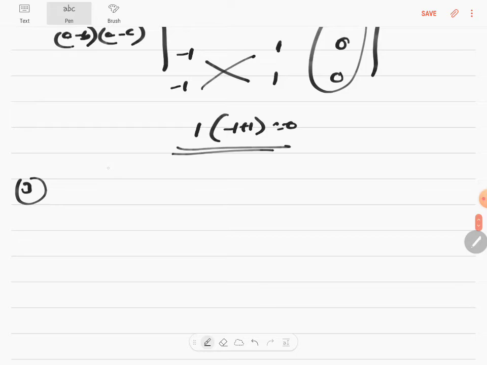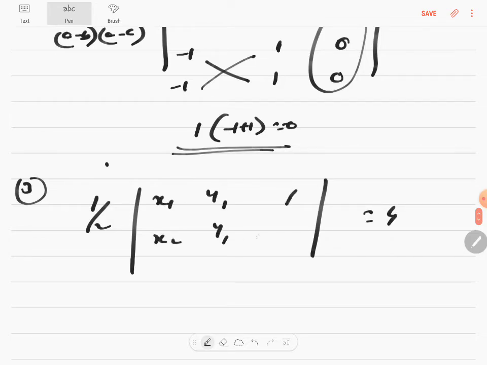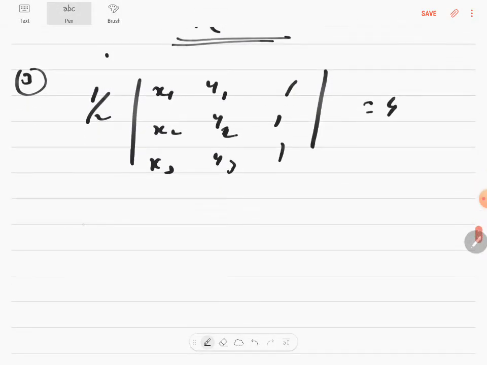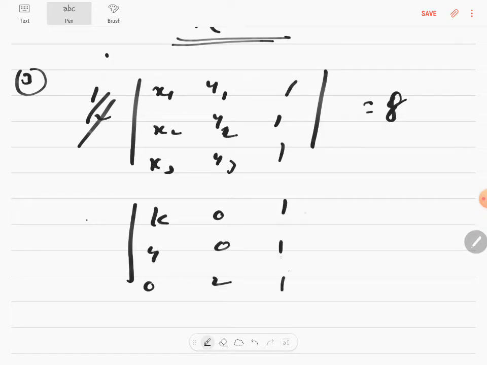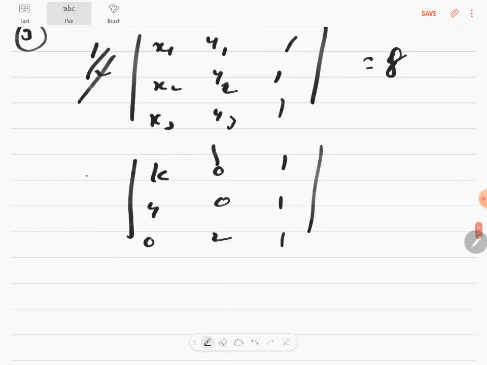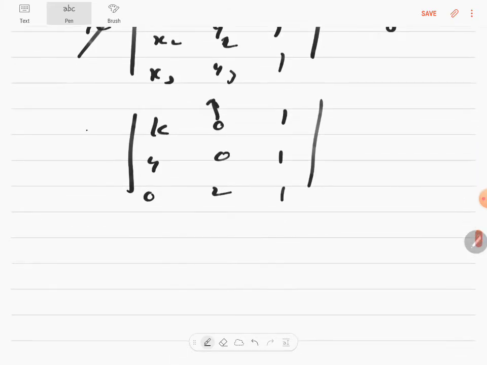So let's find the value of k. If the area of the triangle is 4 square units, what's the formula for the area of the triangle? It's given as 4 square units, x1, y1, 1, x2, y2, 1, x3, y3, 1. So this area itself is 4 square units. This can be taken as plus or minus 8, and let's write the points. K, 0, 4, 0, 0, 2 are the points. You have 1, 1, 1. And by the properties, in a determinant from every column or every row you can take a common factor out. From here 2 can be taken out.